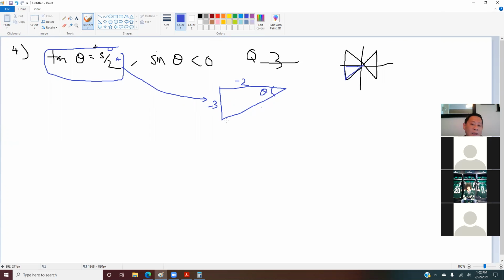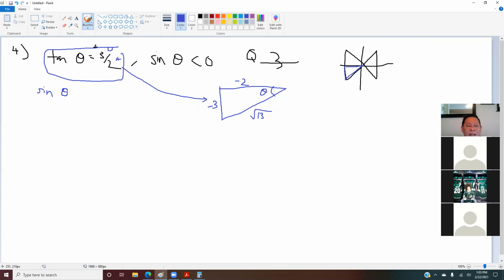So can someone tell me what your hypotenuse is here? Pythagorean theorem, a squared plus b squared gives you what? Square root of 13. And this hypotenuse is always positive. So when you guys do the triangles here, your hypotenuse is always positive. I don't care what quadrant it belongs to. Once you get this, you can use your SOHCAHTOA to find your sine theta, cosine theta, and so on, right? You okay if I leave it here?